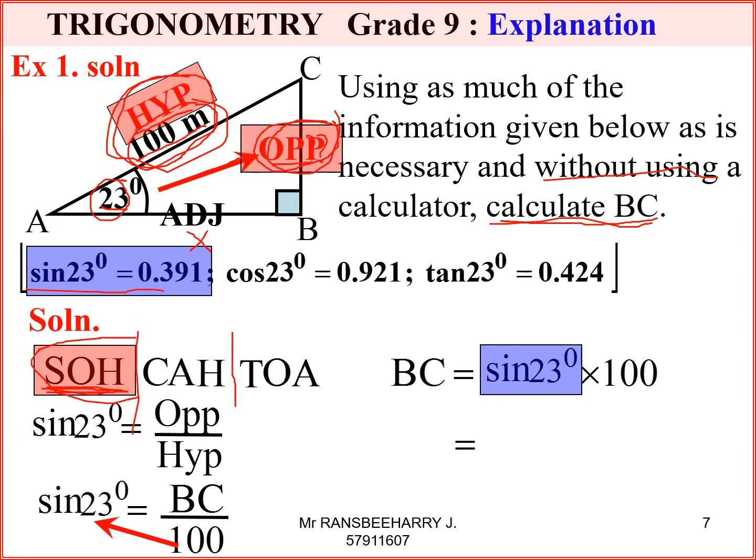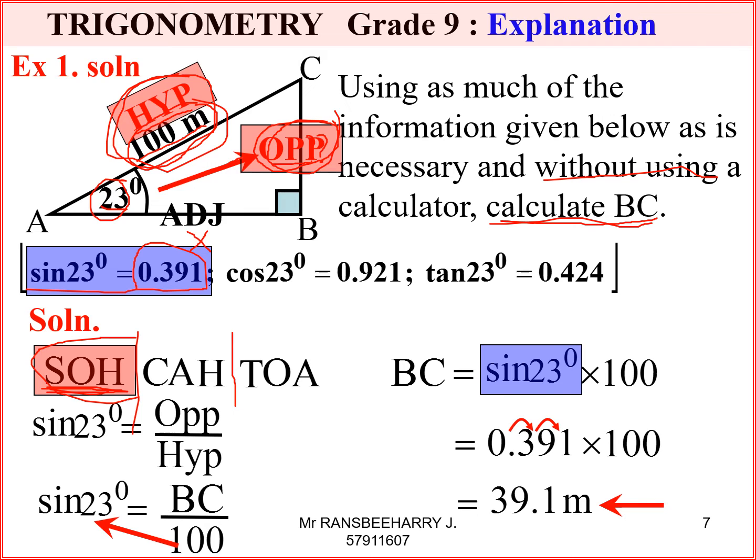So sine 23 we replace by 0.391, times 100, without using a calculator. When we multiply by 100, the decimal point moves forward by 2 places. So we obtain 39.1. We are using meters. So BC is 39.1 meters.